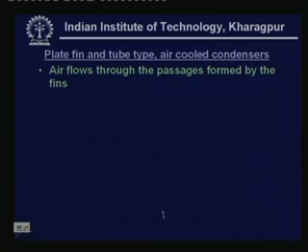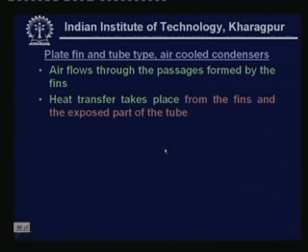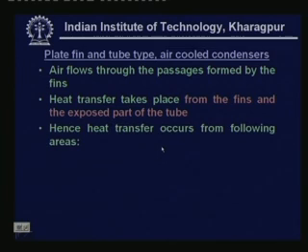Now, let us look at plate fin and tube type air cooled condensers, and let us look at various areas of heat transfer. Okay, first let us see how this is constructed. In this type of heat exchanger, as we have already discussed, air flows through the passages formed by the fins, and heat transfer takes place from fins and the exposed part of the tube. Hence, heat transfer occurs from the following areas.